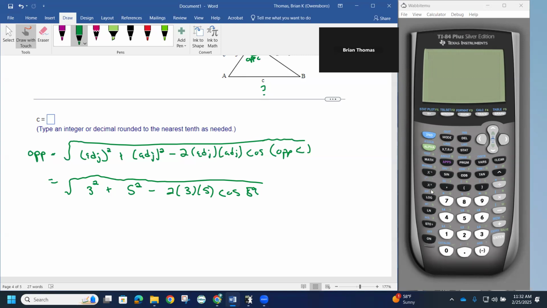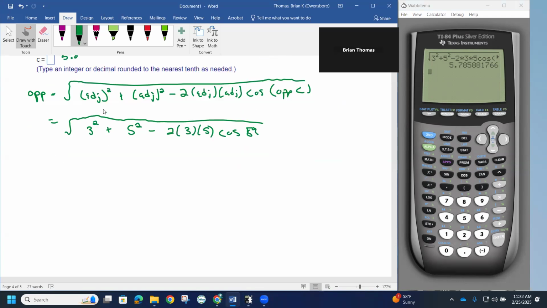So the square symbol is above the x squared, so second x squared gives a square symbol, and then I can just start typing 3 squared plus then 5 squared minus then 2 times 3 times 5, then the cosine of 89 degrees. So it's going to be 5.7 or 5.8. They say round to the nearest tenth. So 5.8.